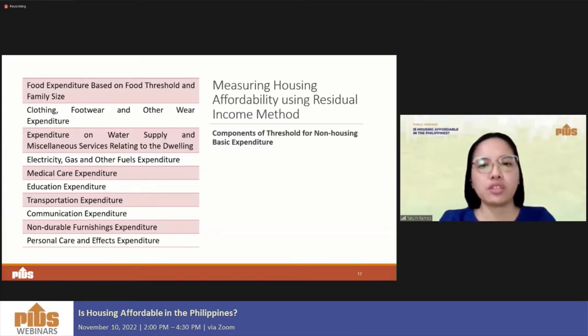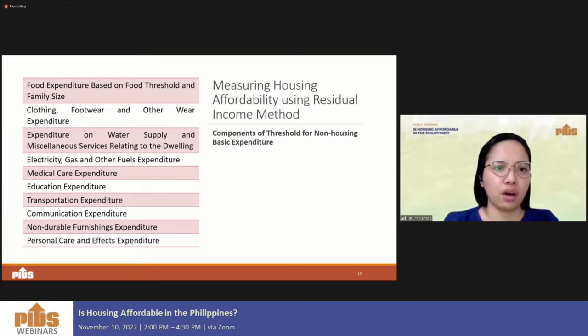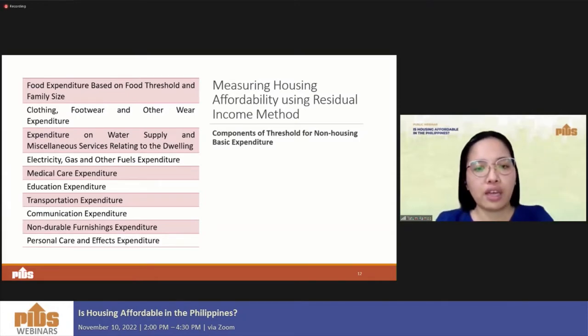So what are the components of that minimum non-housing basic expenditure? We've listed down these items on the table on the left-hand side of the screen. And these items were based on PSA's total basic expenditure items. So just to run through this, we have food expenditure based on food threshold and family size, expenditures on clothing, footwear, and other wear, water supply and miscellaneous services relating to the dwelling, electricity, gas, and other fuels, medical care, education, transportation, communication, non-durable furnishings, and personal care and effects.